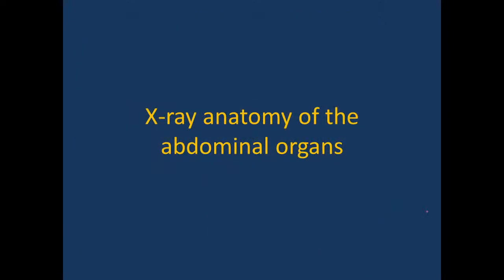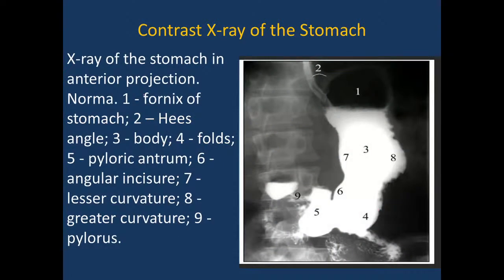X-ray anatomy of the abdominal organs. First of all, it is interesting to see how the stomach looks. We see the stomach with the barium sulfate, and we see all parts of the stomach. Fornix, number 1. Then that is the body here, and this is the pylorus. This is the border between duodenum and stomach, and this part we call the pyloric part or pyloric antrum here.